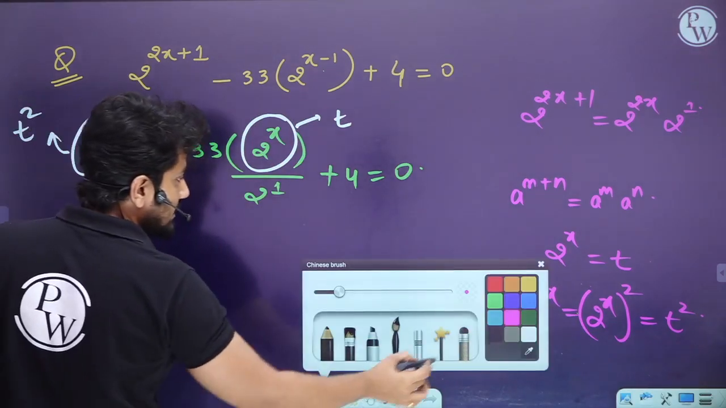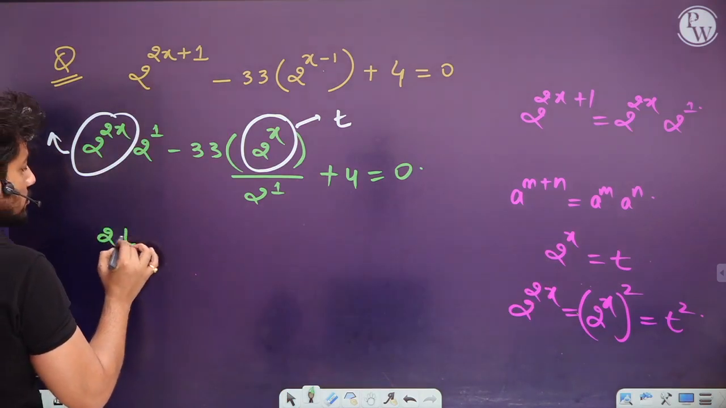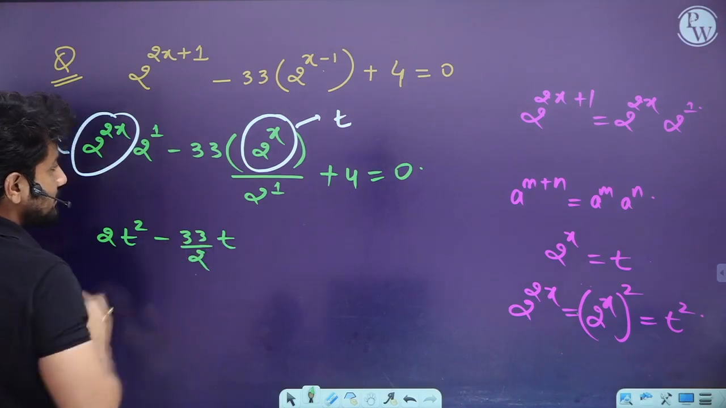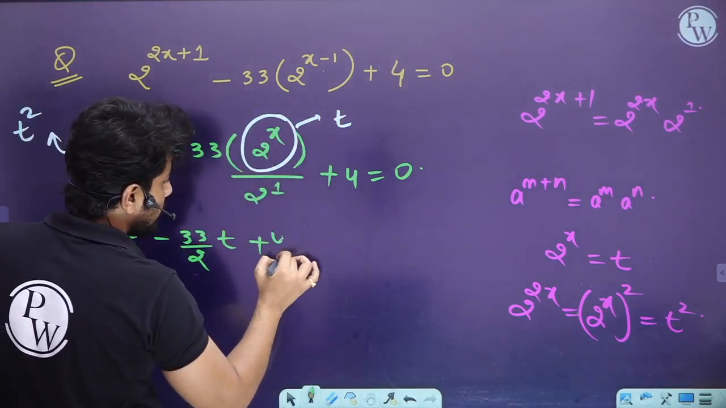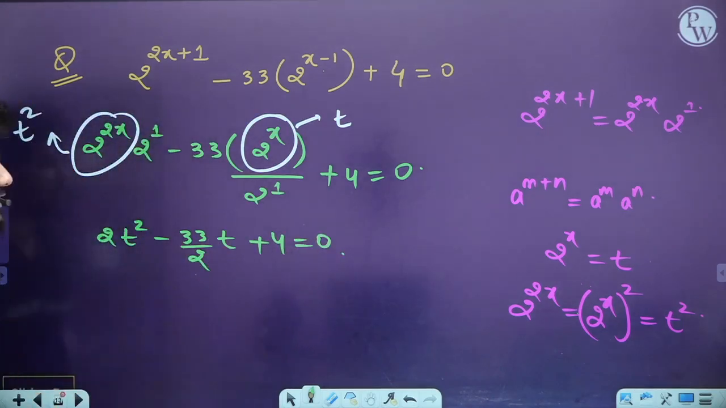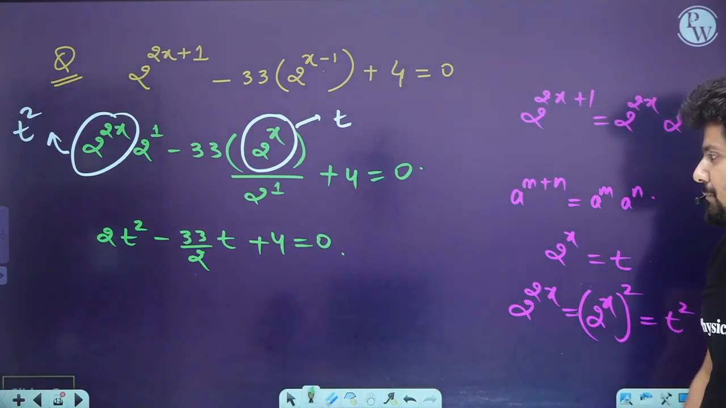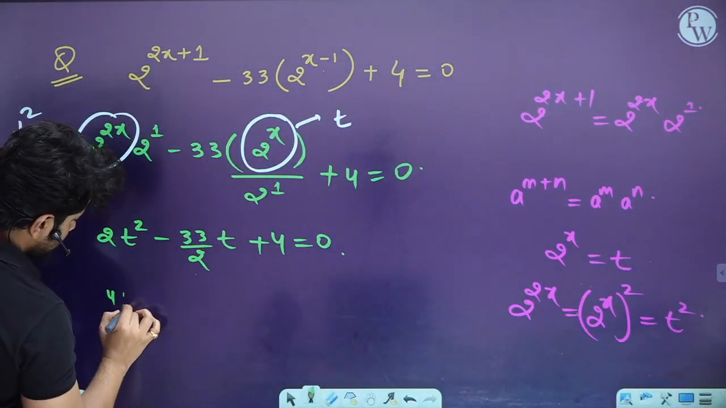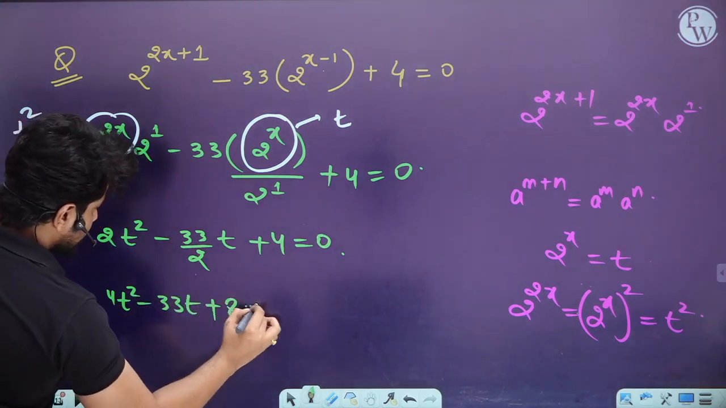Now our equation is, we have 2 times t square, 2t square, minus 33 by 2 times t plus 4 is equal to 0. So this is the equation we have in terms of t. We can easily solve this equation, right? Take the LCM. So we have 4t square minus 33t plus 8 is equal to 0.